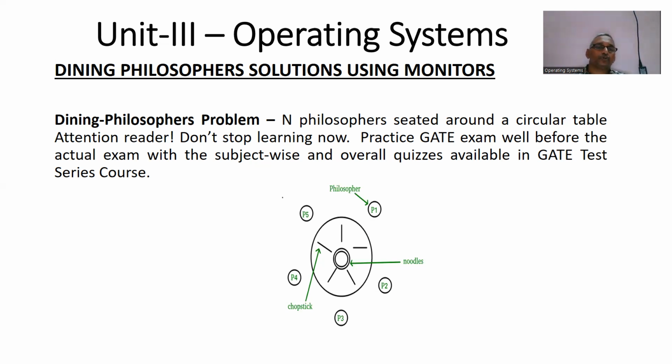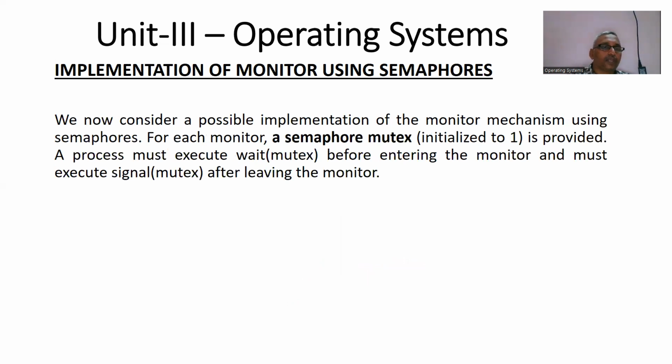Next topic, we will move to implementation of monitor using semaphores. Now, we consider a possible implementation of the monitor mechanism using semaphores. For each monitor, a semaphore mutex is provided. A process must execute wait before entering the monitor and must execute a signal after leaving the monitor.